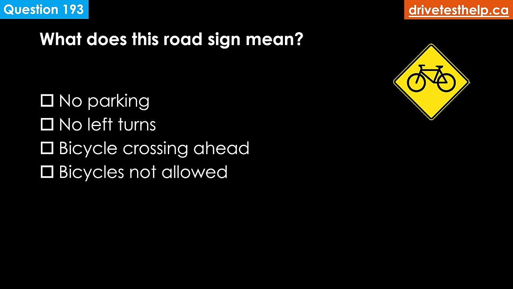What does this road sign mean? No parking, no left turns, bicycle crossing ahead, bicycles not allowed. The correct answer: bicycle crossing ahead.